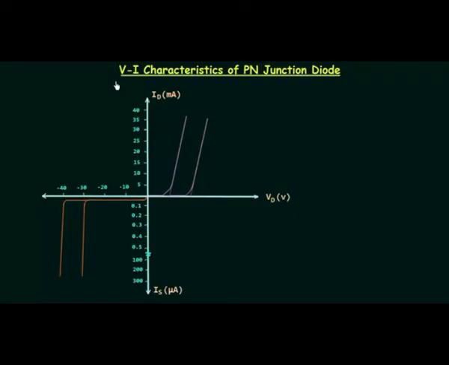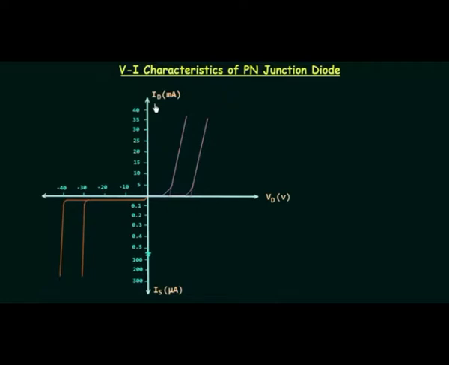In this lecture, we will study volt-ampere characteristics of PN junction diode. X-axis represents voltage across the diode and Y-axis represents current through the diode. We will draw volt-ampere characteristics for both forward and reverse bias conditions.